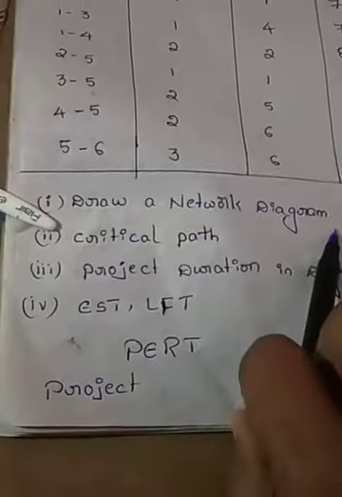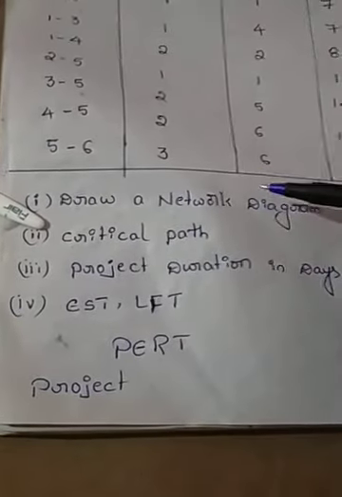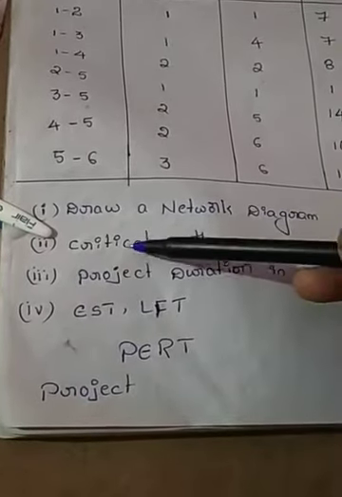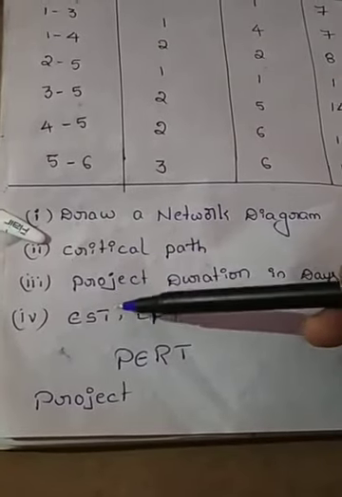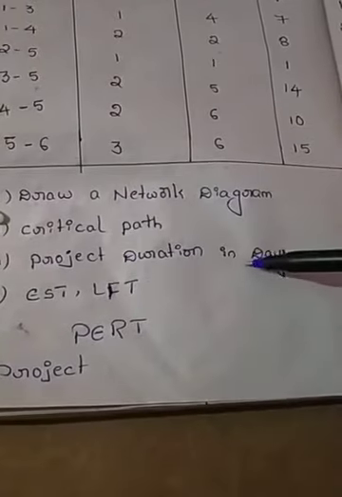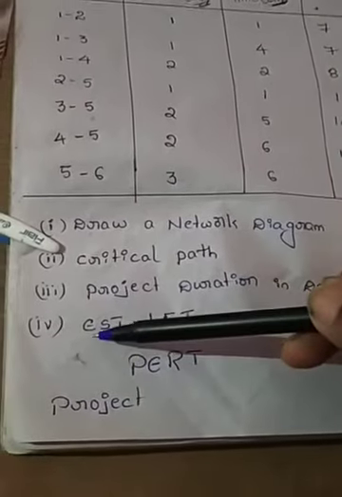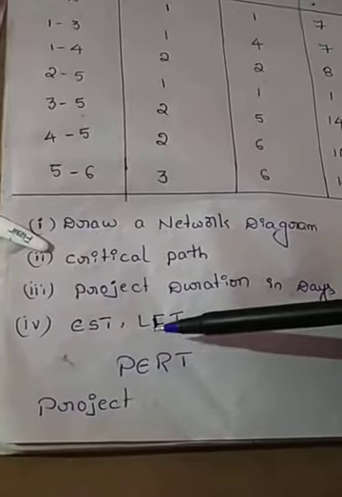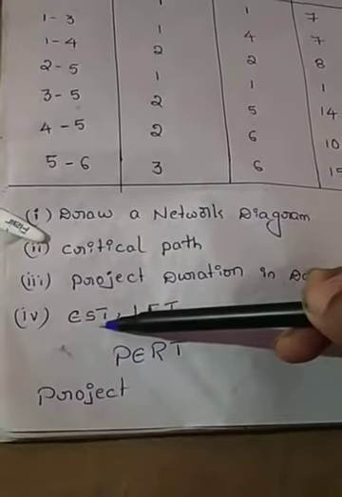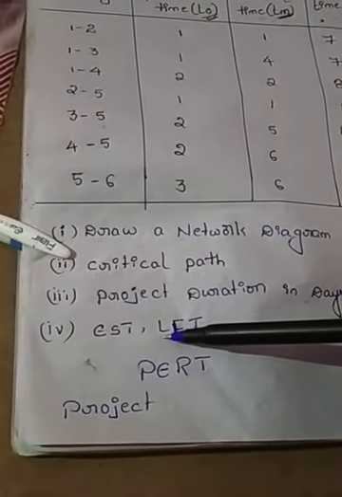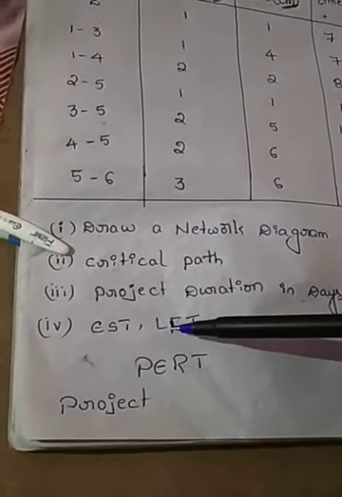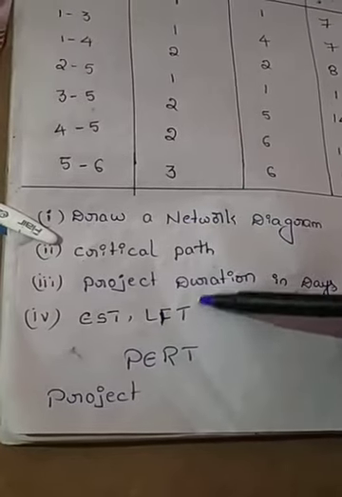Next, the questions: first, draw a network diagram; second, identify the critical path; third, find the project duration in days; and next, calculate EST and LFT. EST is the earliest starting time, and LFT is the latest finishing time.